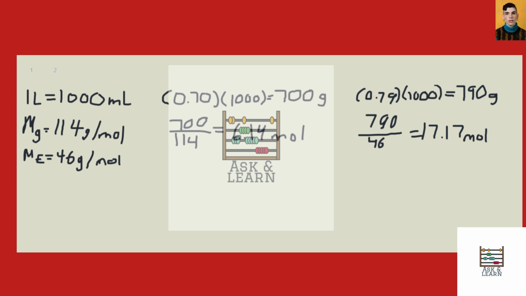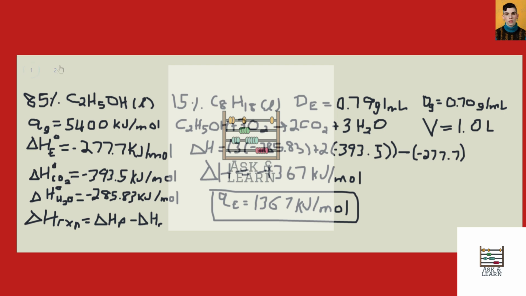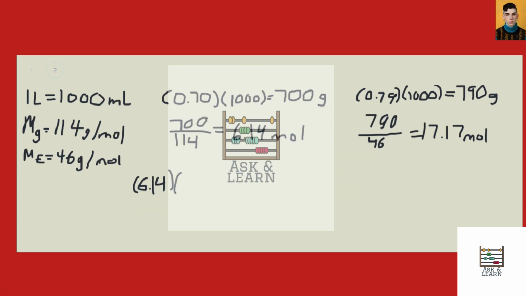Now we're going to multiply this by the heat of combustion to be able to get the amount of energy we have. So 6.14 times 5,400 is going to be 33,156 kilojoules.